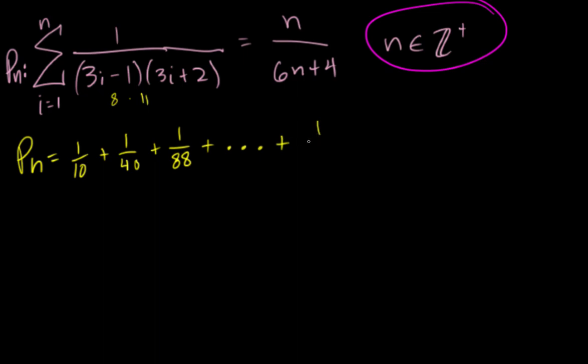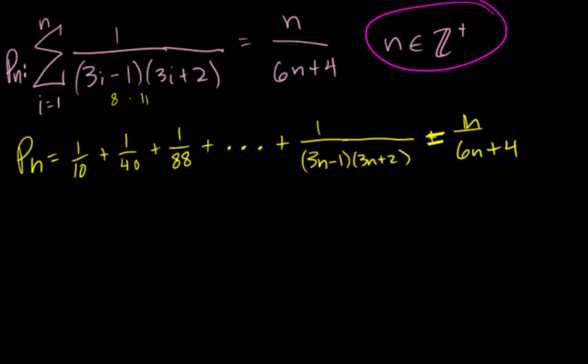And then we're going to start getting 1 over 3n minus 1 times 3n plus 2. And then this is equal to n over 6n plus 4. Okay, so that's the claim we're making for Pn.